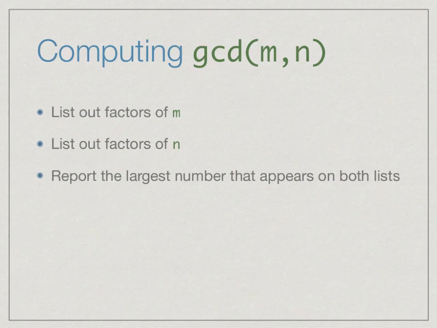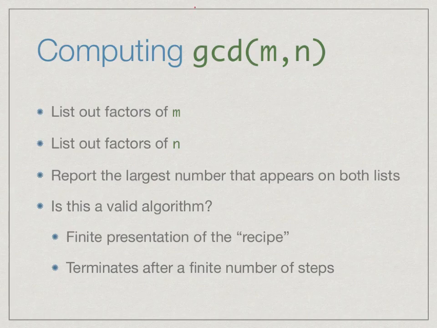Now, the question is, does this constitute an algorithm? Well, at a high level of detail, if we think of listing out factors as a single step, what we want from an algorithm are two things. One is that the description of what to do must be written down in a finite way, in the sense that I should be able to write down the instructions regardless of the values of m and n in such a way that you can read it and comprehend it once and for all. So here it's very clear we have exactly 3 steps that constitute the algorithm. So it's certainly presented in a finite way.